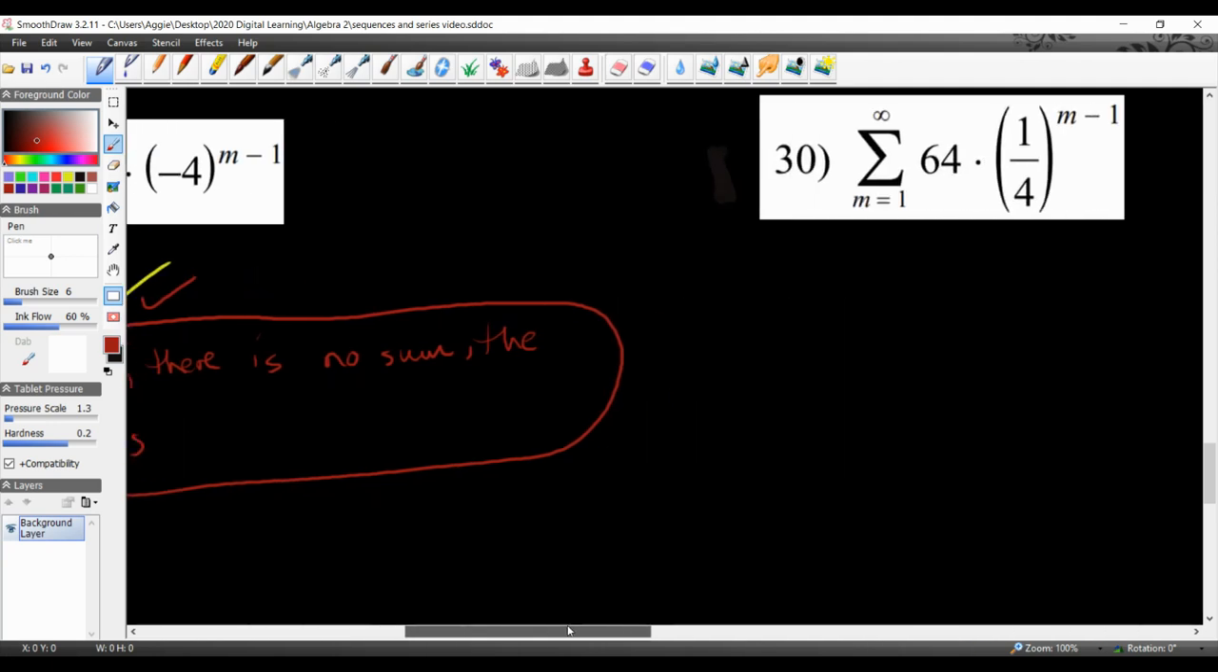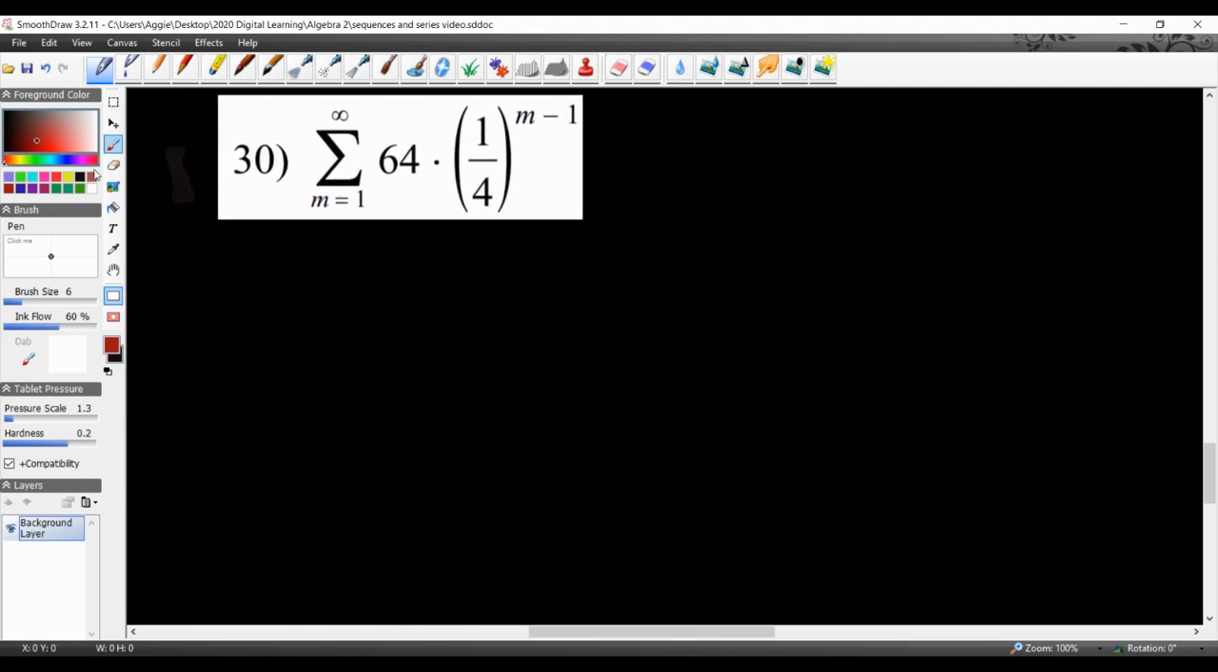Last problem, number 30. So we're going to look at our r first. So r is equal to 1 over 4. Remember, it's just this number right here that's raised to a power. And if we take the absolute value of 1 over 4, we get 1 over 4, which is not greater than 1. So that means, like the other two problems, we have to go ahead and do some work for this one. So we need a sub 1. We need r, which is that 1 over 4. And we need our formula.